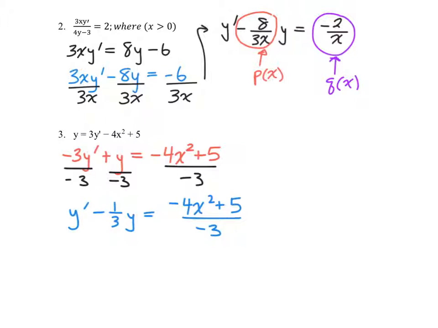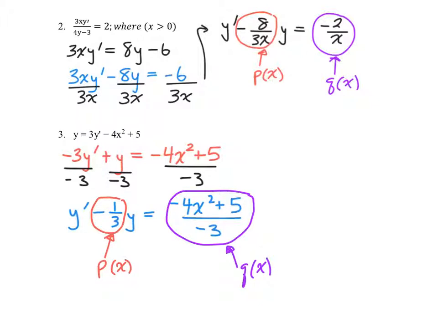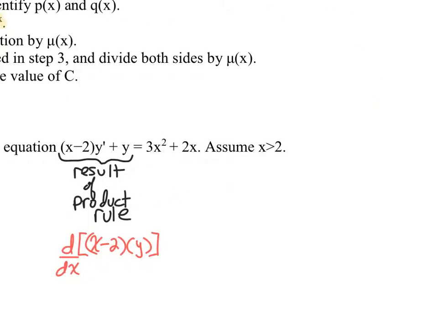Once we do that, then you'll make a determination of what makes sense. All right, so my p of x is negative 1/3, and my q of x is this mess over here. That whole left-hand side is a result of the product rule being carried out on this expression, x minus 2 times y. Really just play it out.